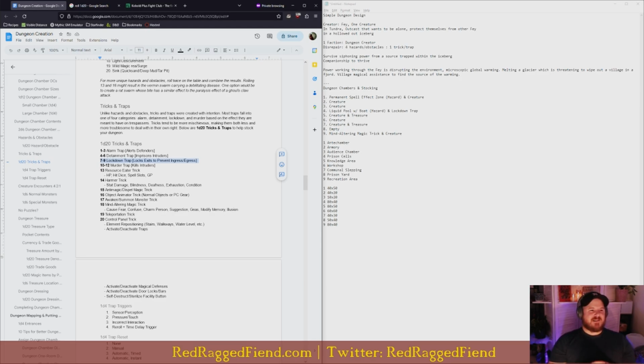But you also have a lockdown trap, right? You see it seals all the exits, right? Nobody in or out at that point. And that's what a lockdown trap does. It prevents ingress and egress from the location.